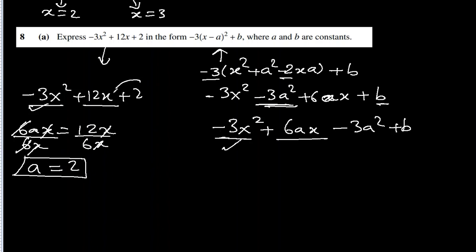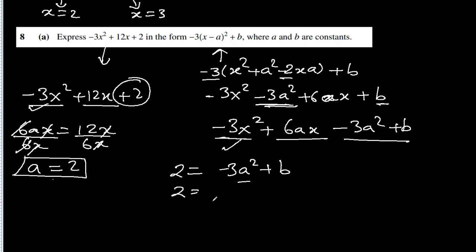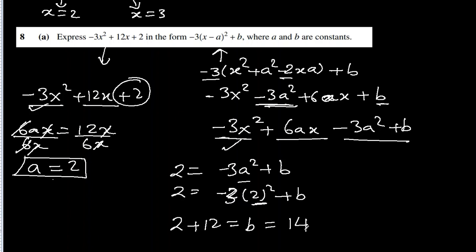Now we have to find b. And we can compare the constant part, which is 2 here, equal to minus 3a square plus b. And 2 equal to, now we know the a is 2, so we can put its value, minus 3 times 2 square plus b. So 2 square is 4, 4 times 3 is minus 12. So 2 plus 12, when this minus 12 comes to the left, becomes plus 12 equal to b. So b is 14. And they wanted this format, and this format becomes minus 3 (x minus a), we know a is 2, square, and b we know 14.